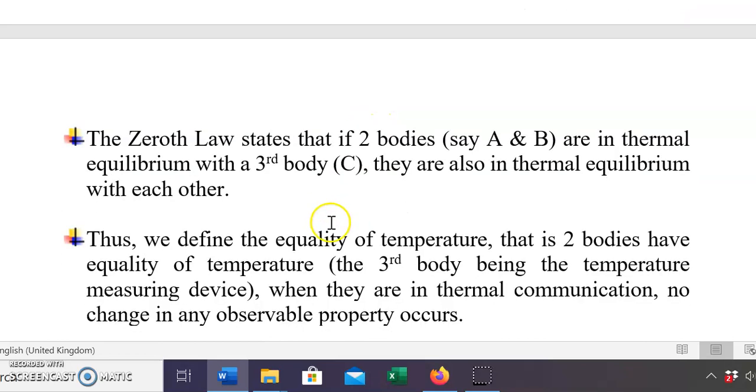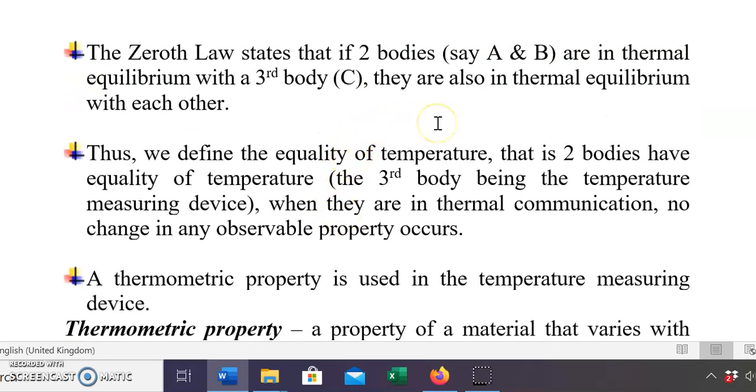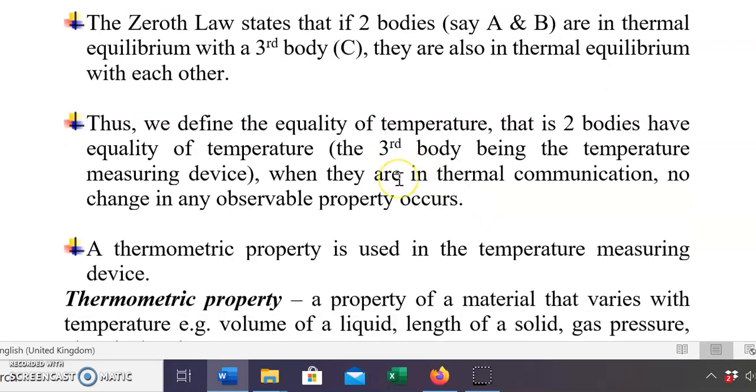The zeroth law states that if two bodies, say A and B, are in thermal equilibrium with a third body C, they are also in thermal equilibrium with each other. Yes, we have come across this in the first module. Thus, we define the equality of temperature: two bodies have equality of temperature, the third body being the temperature measuring device, C. When they are in thermal communication, no change in any observable property occurs. So the temperature measuring devices are actually based on the zeroth law.